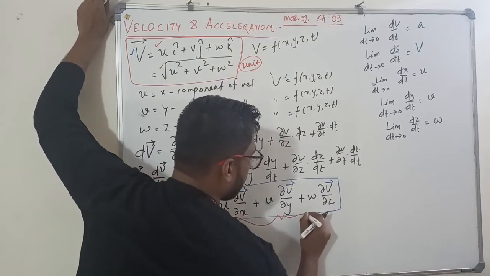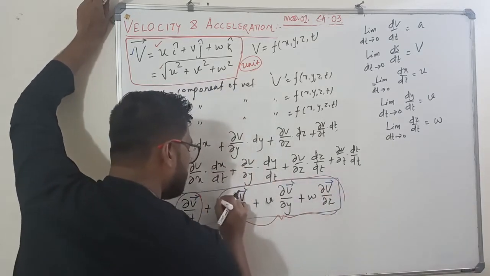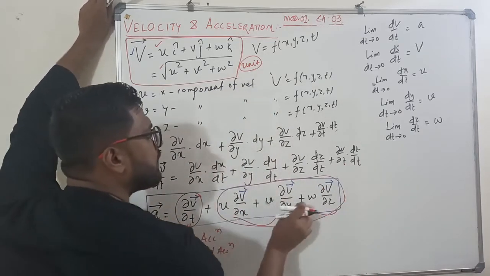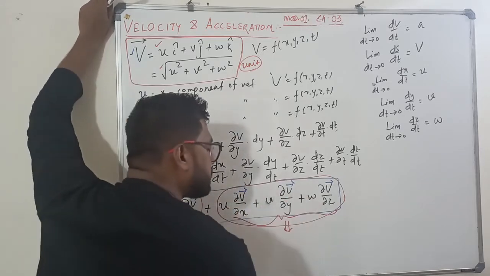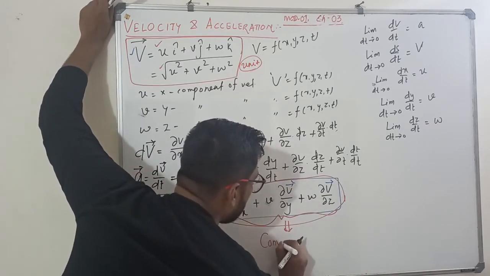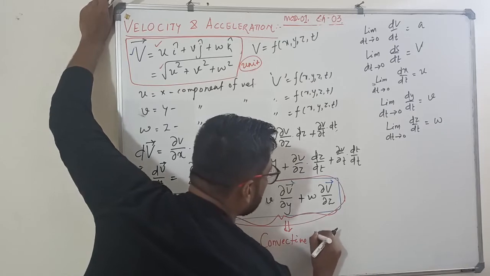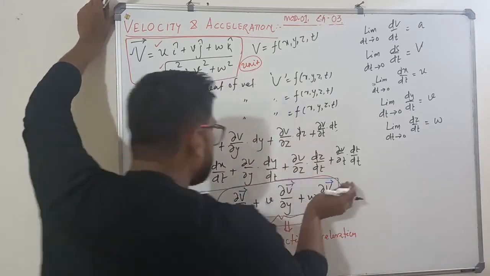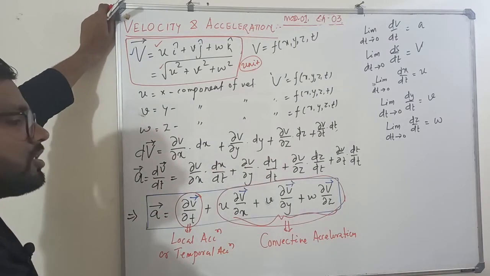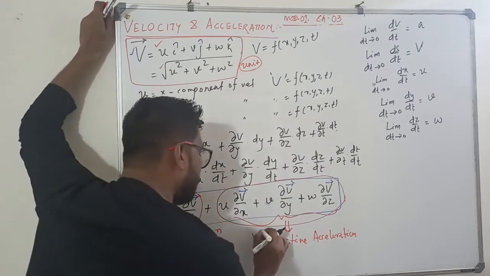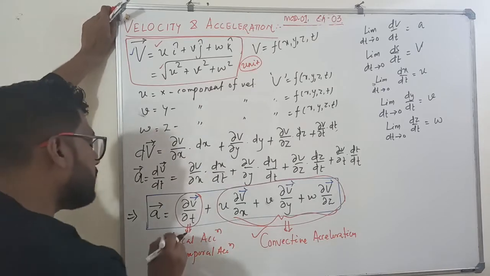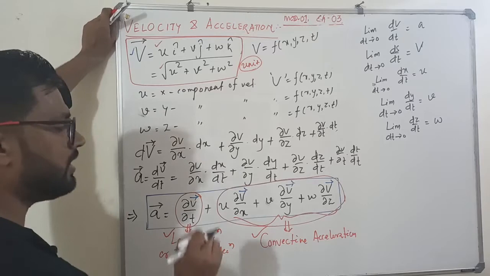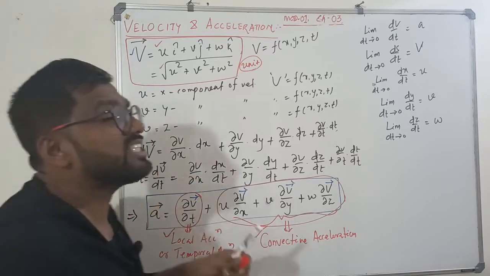And this particular term of your acceleration, which is with respect to space x, y and z, is known as convective acceleration. So the component of velocity along the space direction is known as convective acceleration, and the component with respect to time is local acceleration. They ask this in the exam.